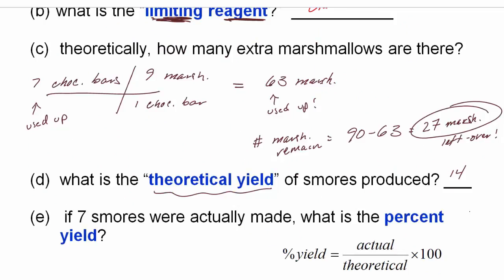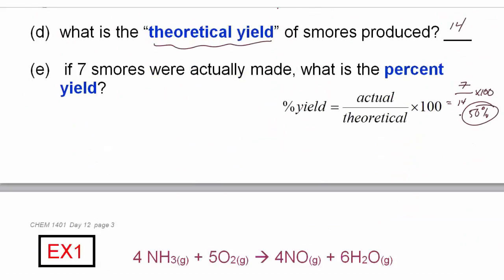If 7 s'mores were actually made, so you drop some or something, right? What's the percent yield? So there's an equation for it. My percent yield is the actual 7 that were made over the 14 in theory, times 100. So that's 50%. My percent yield is 50%. My theoretical yield is 14 s'mores. So just some terminology to get used to.